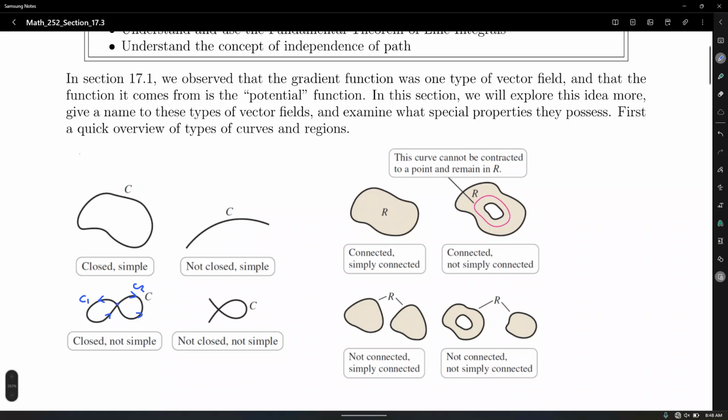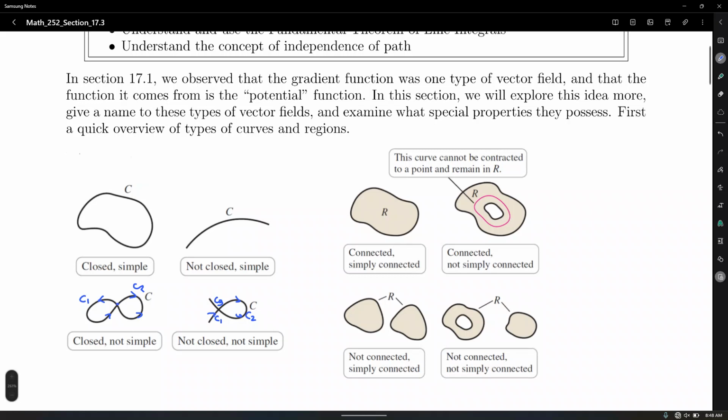Then what else do we have? Not closed and not simple. Let's call this C1, let's call this C2 with this loop, and then let's call this C3. That's because the curve intersects with itself, that's C1. And then going around the loop, C2 intersects with itself again, and then call this C3. So that's why it's not simple. Or another way to say this, we have a combination of two not closed curves with a closed curve, which is kind of weird, right?